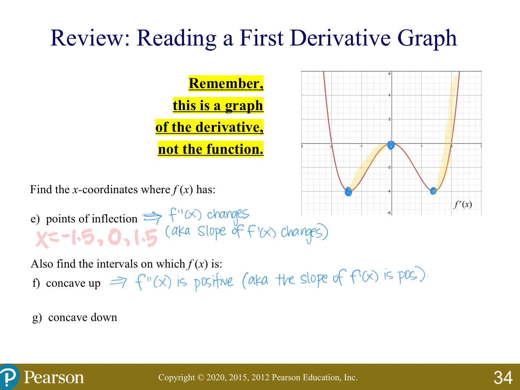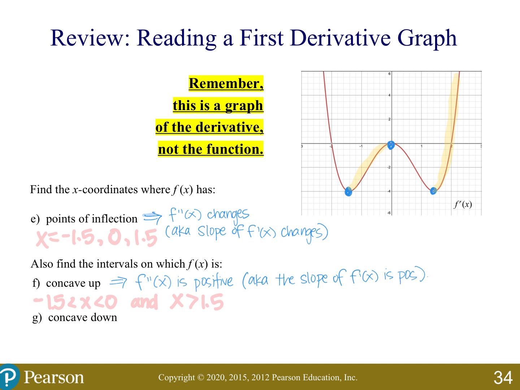Now, I'm not talking about it crossing the x-axis. I'm just talking about positive slope, where the graph is going in a positive direction, an increasing direction. And so we are concave up from negative 1.5 up to 0. And we're positive again from x being greater than 1.5.